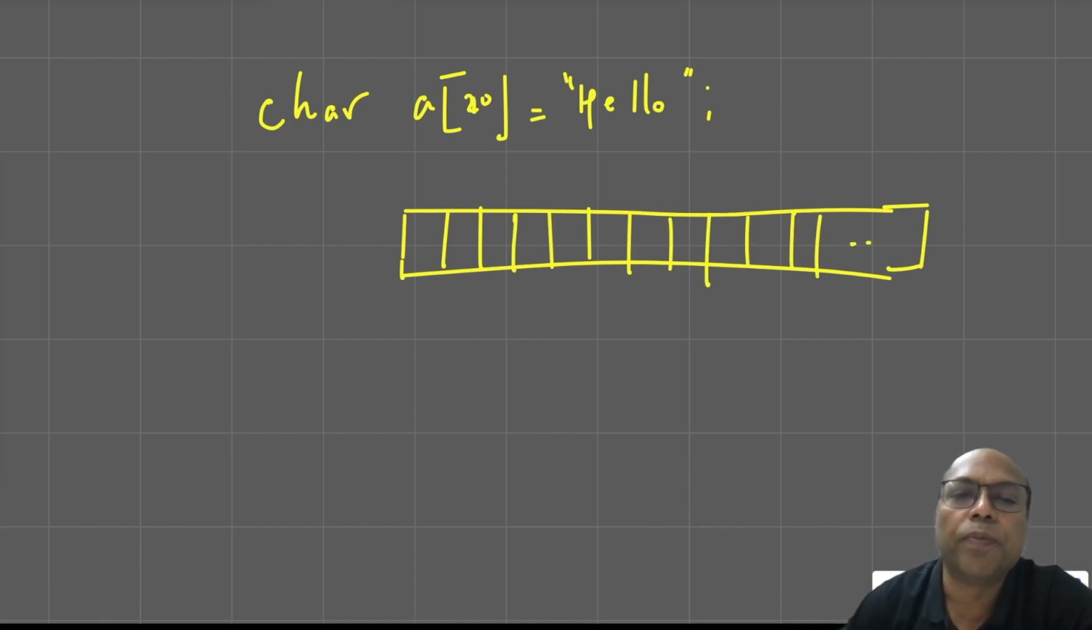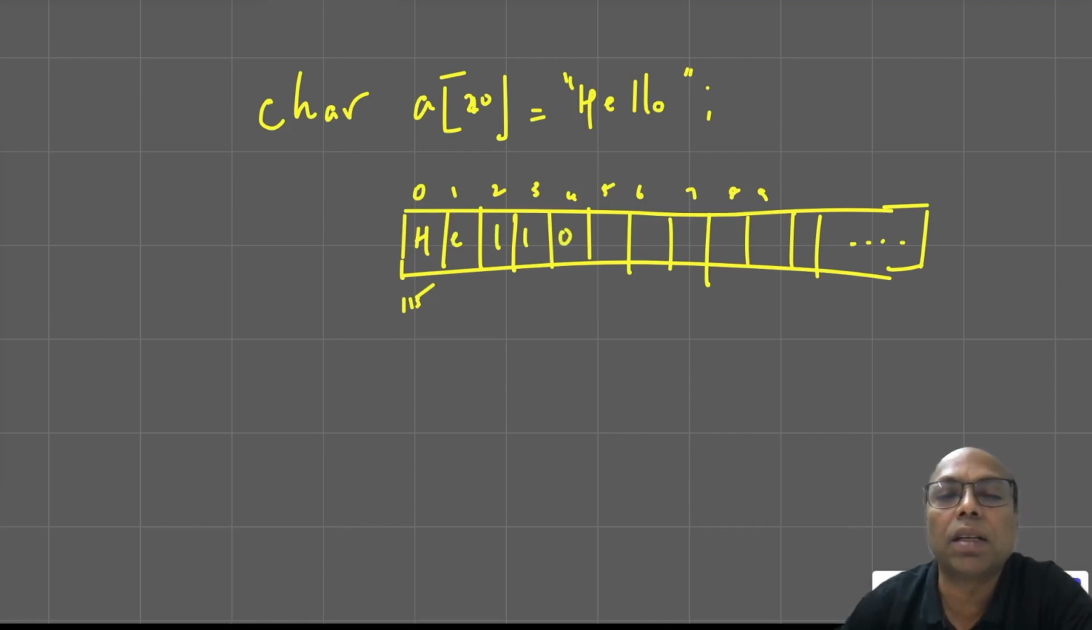It goes like this. Correct? This is what we call A of 0, this A of 1, 2, 3, 4, 5, 6, 7, 8, 9. And the address of this is stored here. And I have here right now H E L L O and backslash zero. Correct?